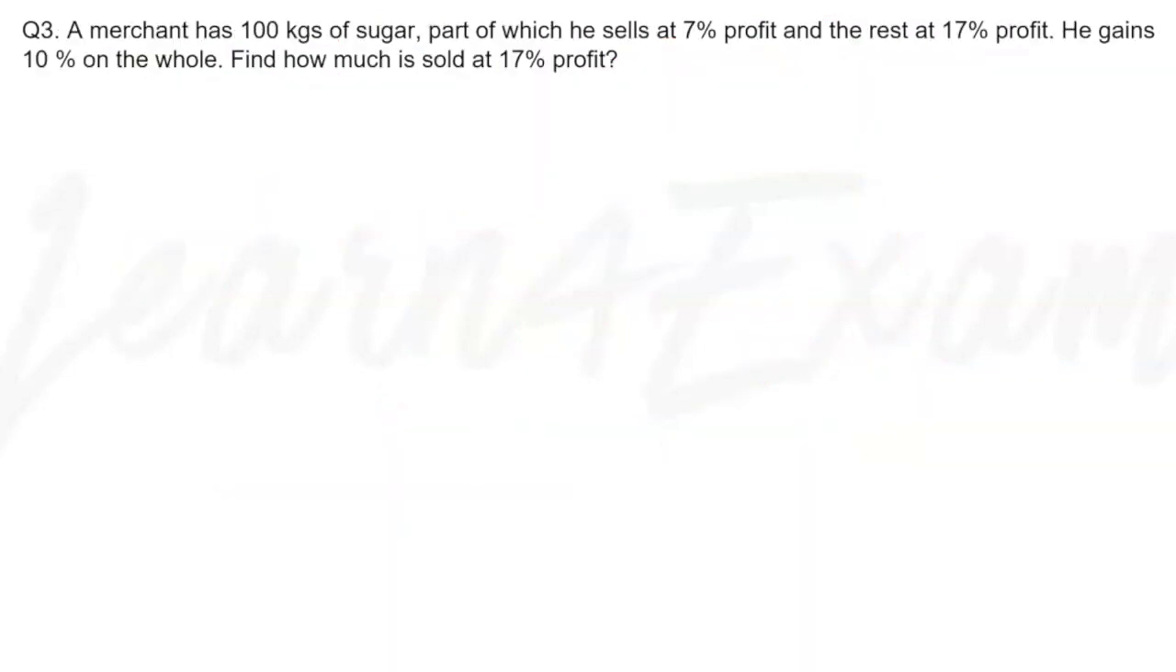and that is the answer for this question, my friends. Let's move on to the next. A merchant has 100 kgs of sugar, part of which is sold at 7% profit, the rest at 17% profit. He gains a total of 10%.